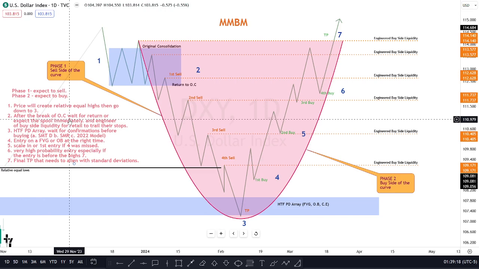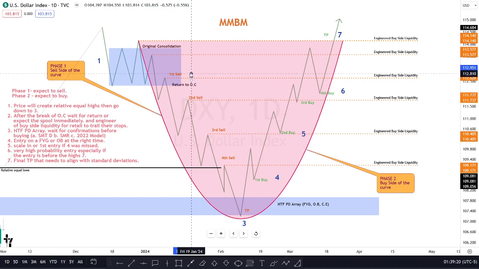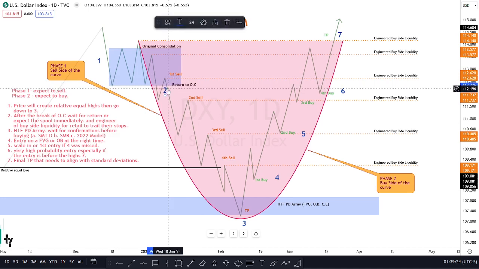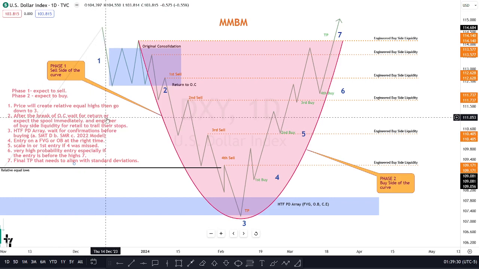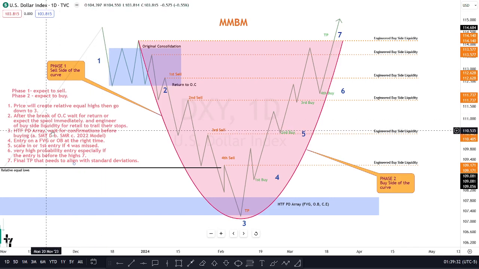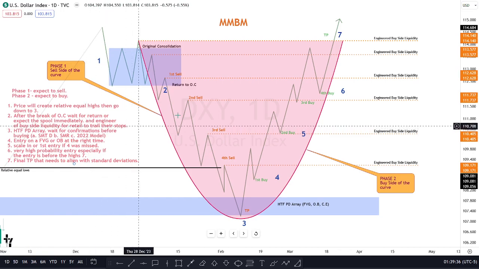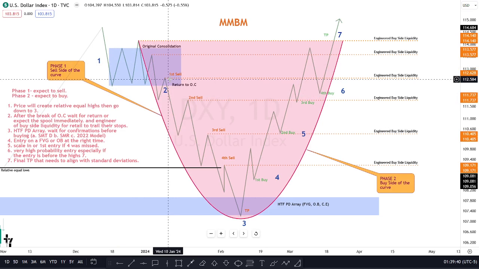After the break of consolidation, actually number 2 is this sell, but it should be here. Number 2 says, after the break of original consolidation, wait for return, or buy side liquidity for retail to do what? To trail their stops. After we break, wait for return to original consolidation, which is what we have here.